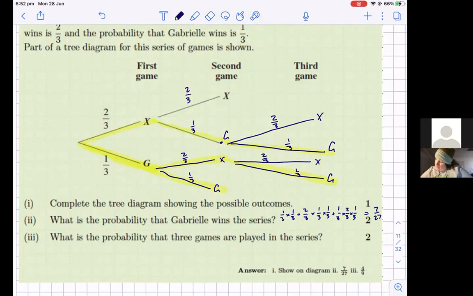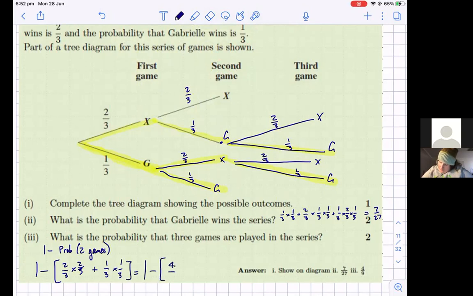And the probability that 3 games are played in the series is 1 minus the probability of 2 games. The probability of 2 games was Zena winning both, 2/3 times 2/3. We also have Gabby winning both, so 1/3 times 1/3. So we've got 1 minus (4/9 plus 1/9). So it's 1 minus 5/9. So it's 4/9.